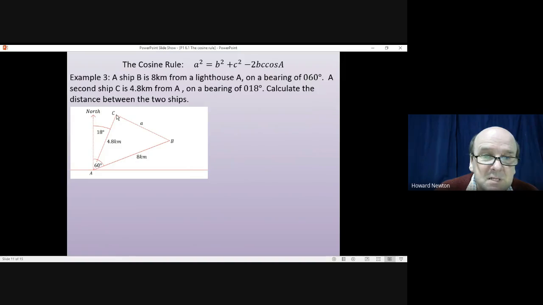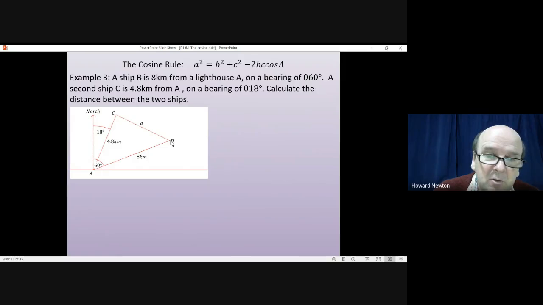And then we're told that a second ship is 4.8 kilometers from A. So the second ship C is here, 4.8 kilometers from A, but this time on a bearing of 18 degrees. And that 18 degrees is the angle between AC and due north, again going clockwise. And we're asked to calculate the distance between the 2 ships. So we're asked to work out BC.